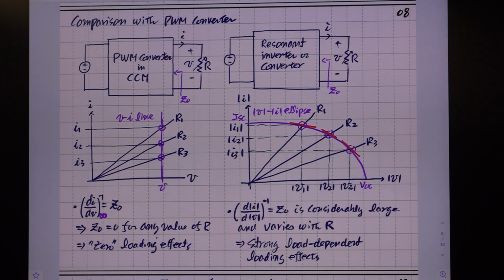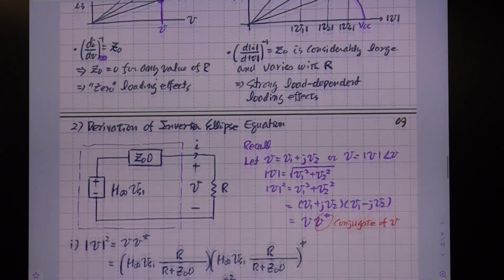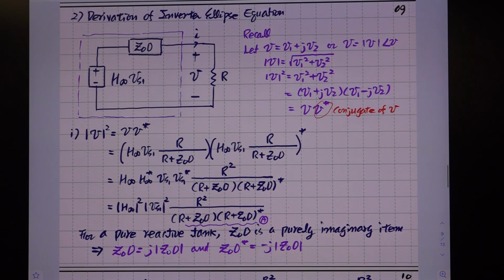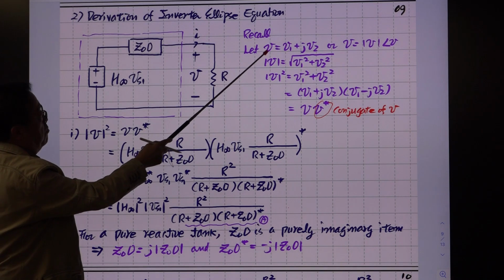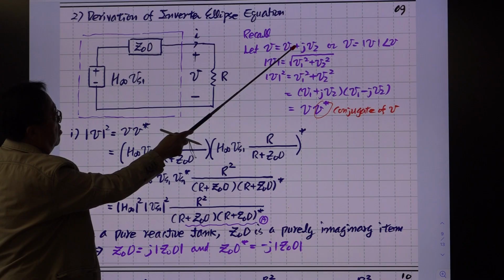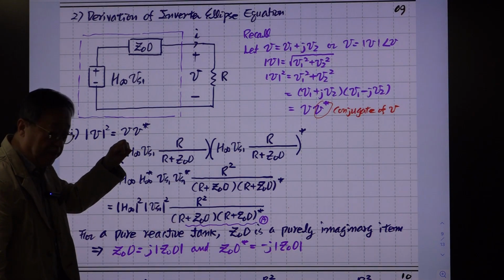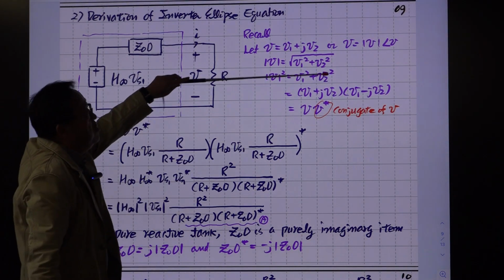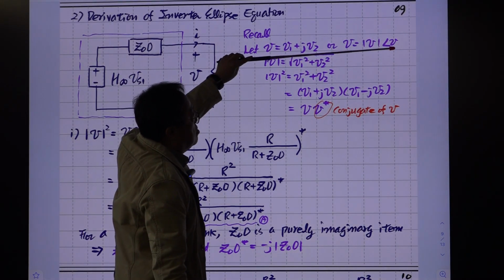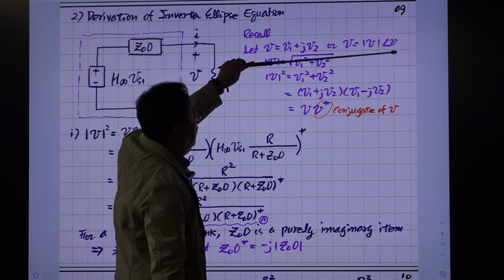Okay. So the next step is we go through the derivation of this inverter ellipse equation. It's not difficult. Okay. So this is the situation. This is the Thevenin equivalent model of the inverter model of the resonant converter. So maybe you know this. This is the complex variable, V1 plus jV2, real part and imaginary part. Or this is the phasor representation of this complex variable, with magnitude and phase.